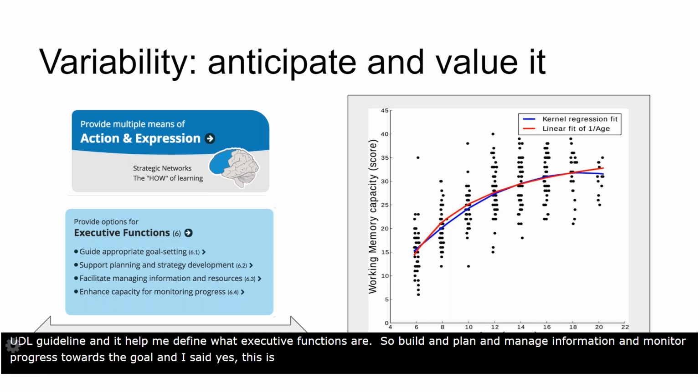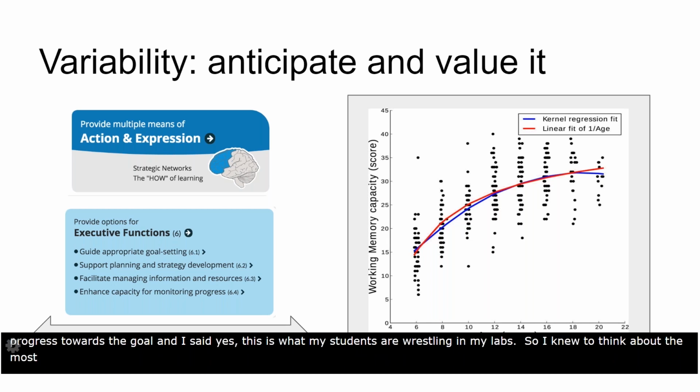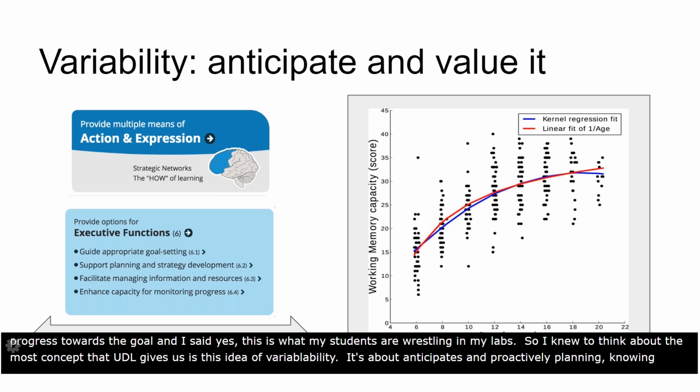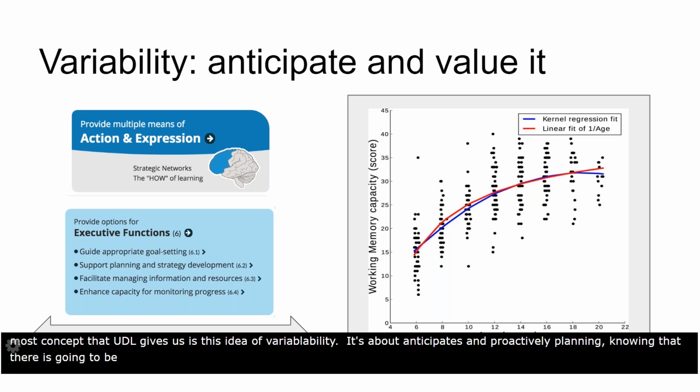And I knew that, to kind of pull back for a minute and think about the most important concept I think that UDL gives us, is this idea of variability. It's not about differentiating instruction for each individual. It's really about anticipating and proactively planning, knowing that there's going to be variability in our students. So if you take a look at this graph, you can see the tremendous range in working memory capacity that individuals have as they age.